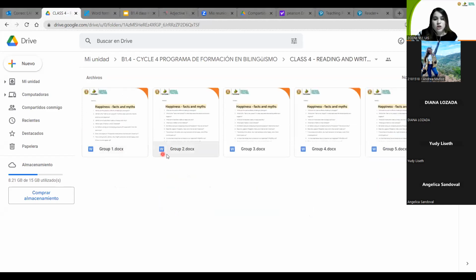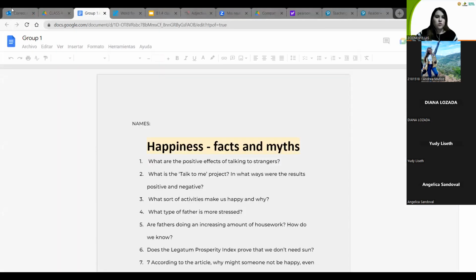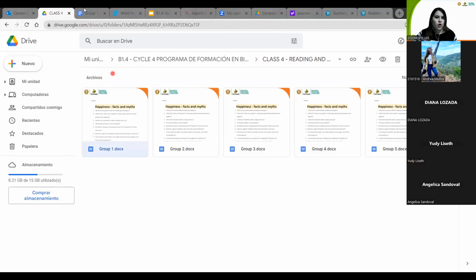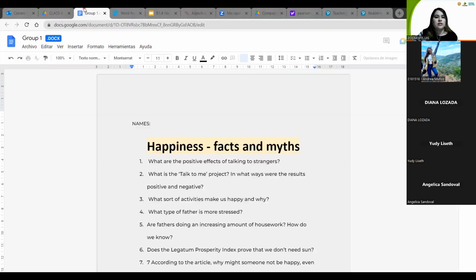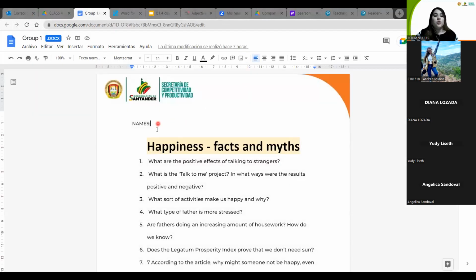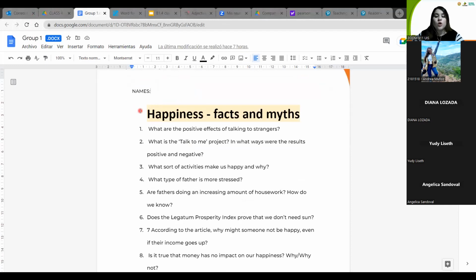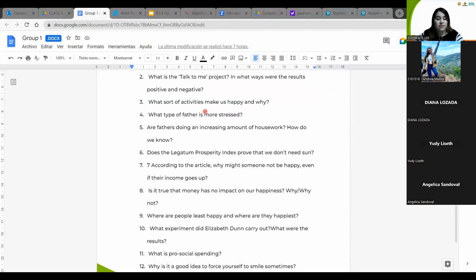Group number 1, 2, 3, 4, 5. So I'm going to send you to the groups. And then if you are group number 1, you are going to work on the first document. If you're group number 2, in the second document, and so on and so forth. So this is an example, group number 1. You are going to write your names here, the members of the group, and then we are going to answer the questions about happiness, facts, and myths.